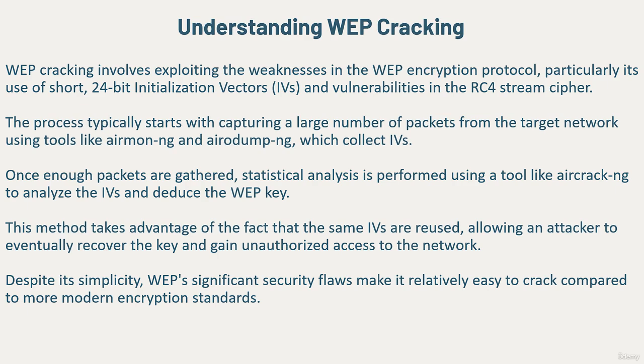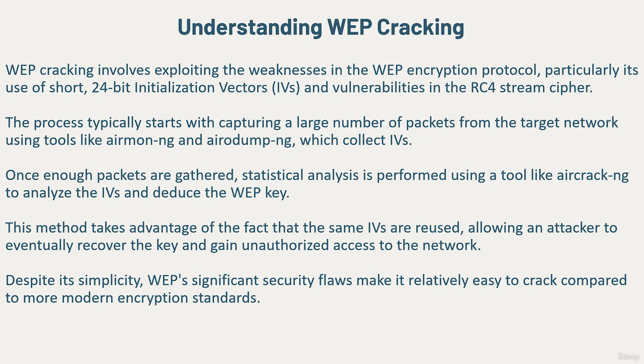Understanding WEP cracking. WEP cracking involves exploiting the weaknesses in the WEP encryption protocol, particularly its use of short 24-bit initialization vectors and vulnerabilities in the RC4 stream cipher. The process typically starts with capturing a large number of packets from the target network using tools like Airmon-ng and Airodump-ng, which collects the IVs.